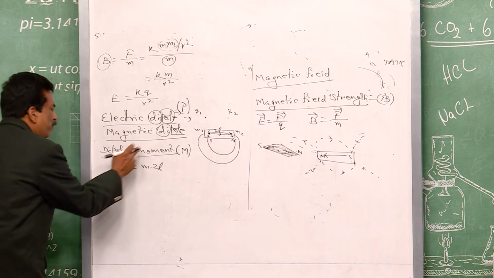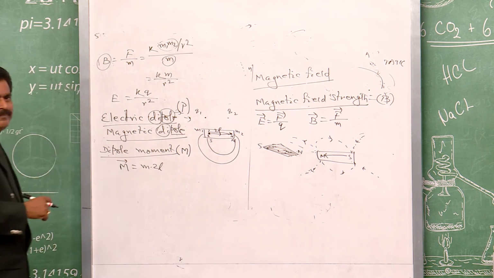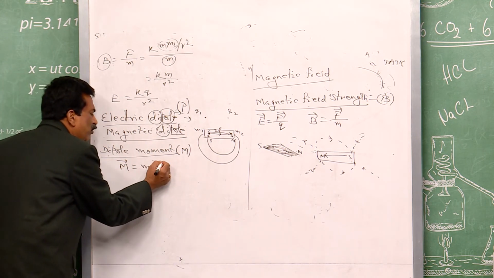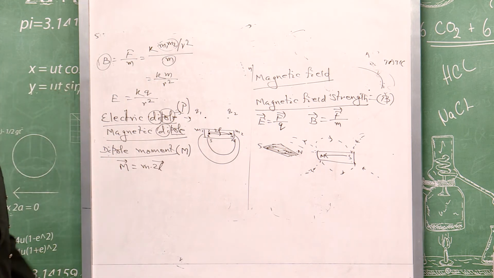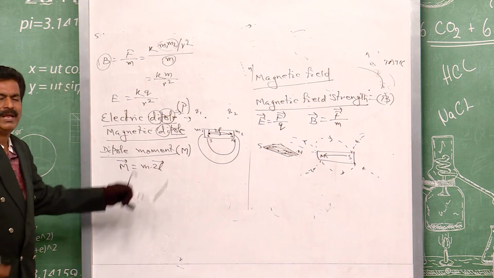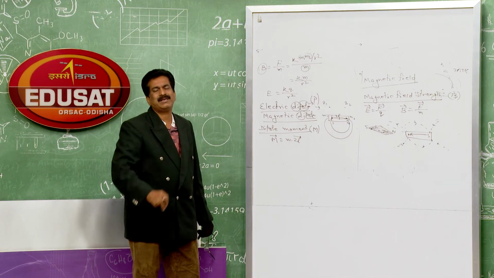But this dipole moment is a vector, and here also it will be a vector. So if it is a vector, sir, L is the length. How are you saying that it is a vector?